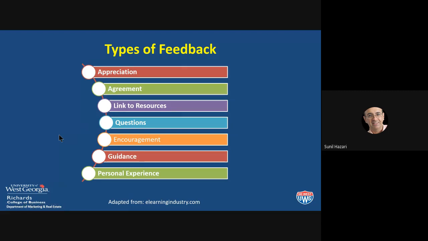Now, different types of feedback. When students submit an assignment, rather than just focusing on the content, there are different layers. So, for example, the first thing you can do is show appreciation of the work they have put in. If you ask for one reference and they've given you two, that is great. Appreciate the work that the student has done.